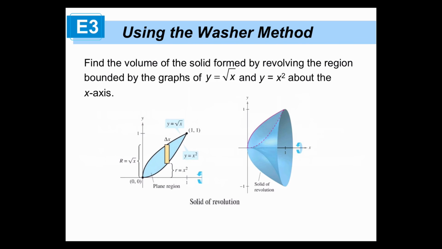Okay. So here's our example that we'll start with. Square root of x. We did this problem the other day. Square root of x and x squared. And we get a little rectangle. After looking at the picture, you can see that the big radius is the square root of x. The little radius is x squared. Notice I didn't use top squared minus bottom squared because it'll change if we start changing our axis of revolution.